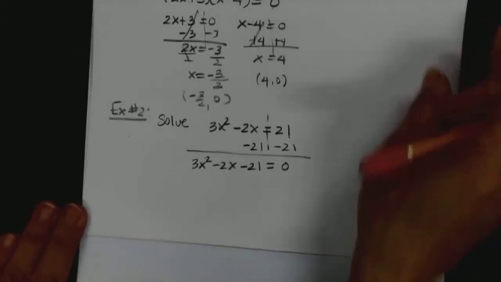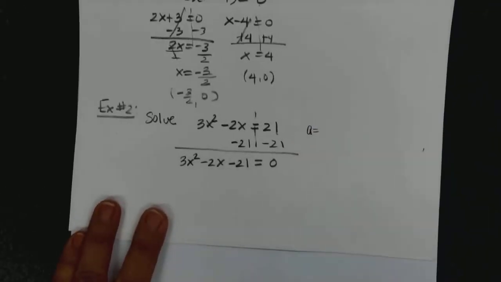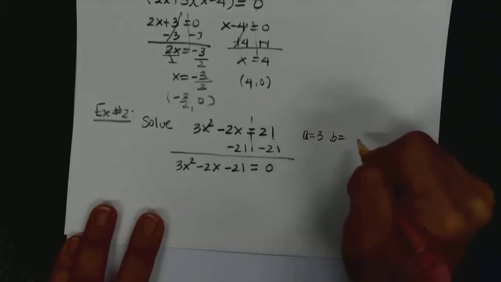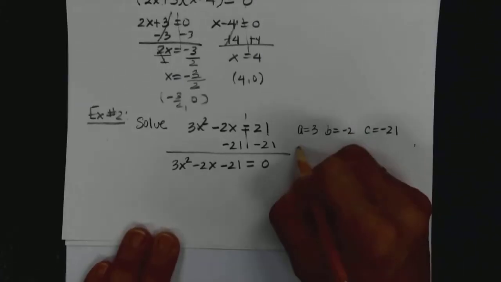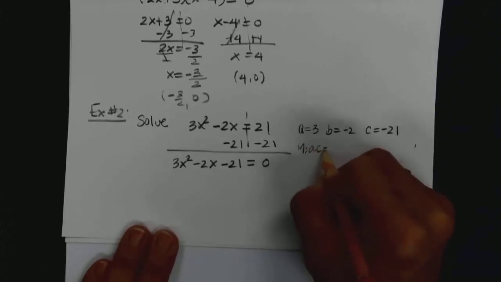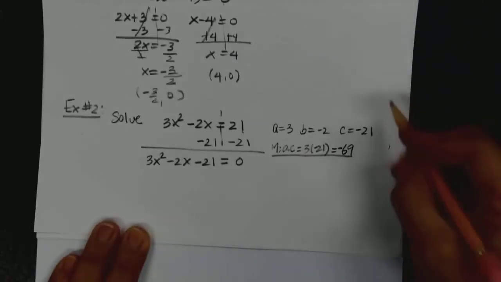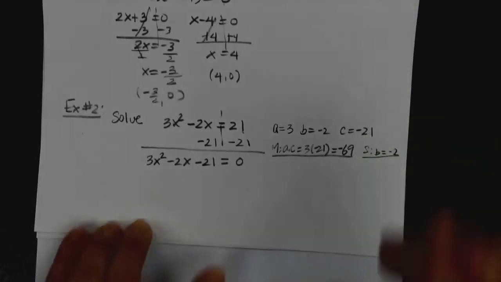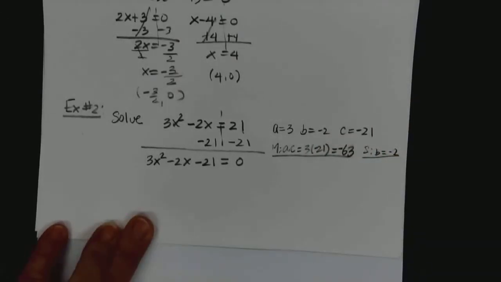Now we want to factor. All right, let's factor. So remember when we're factoring, a is equal to? 3. B is equal to? Negative 2. And c is equal to? Negative 21. So we're going to multiply a times c, which is 3 times negative 21, which is negative 63, sorry. And I want the sum to equal negative 2. Now what times what is negative 63 that would add up to negative 2?